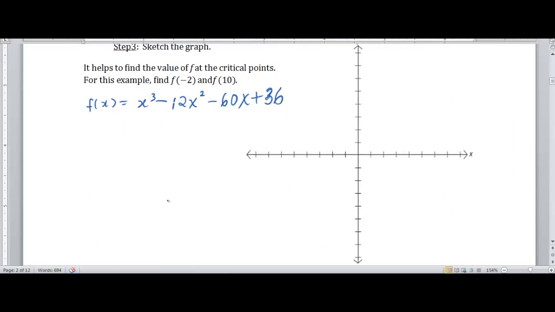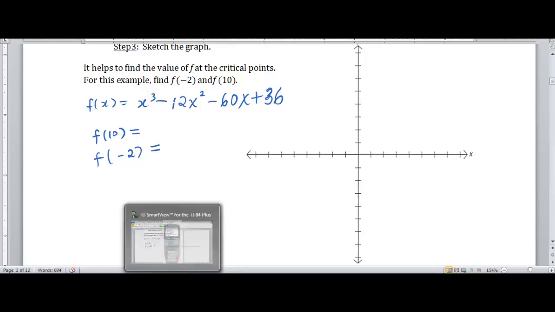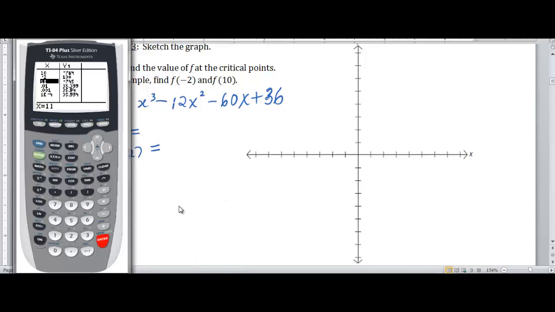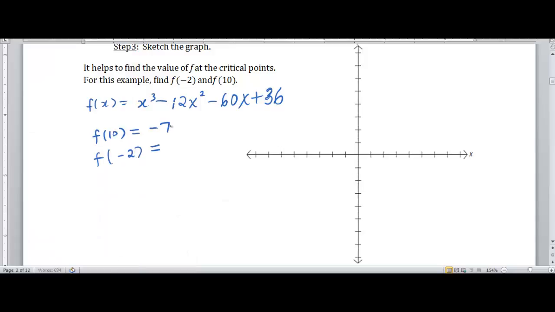Okay, so f of 10. Now we plug this into the original function to find the actual y values. Okay, so let's see. At 10 it was negative 764. And at negative 2 it was 100. Okay. So let me just count by hundreds here. So this is 100. This is minus 100. So at negative 2, the graph is 100.